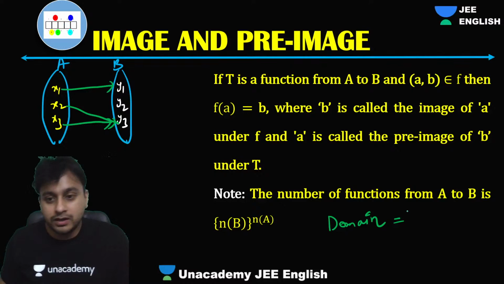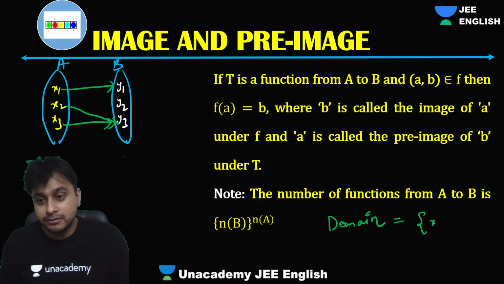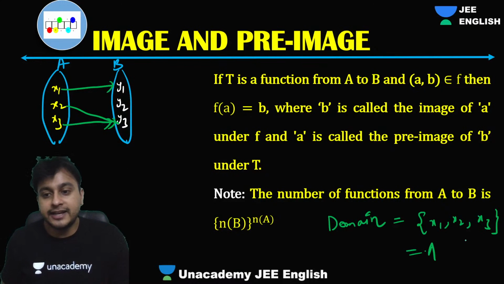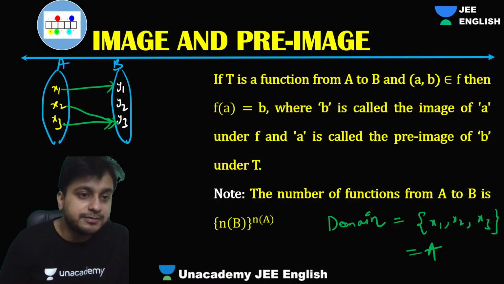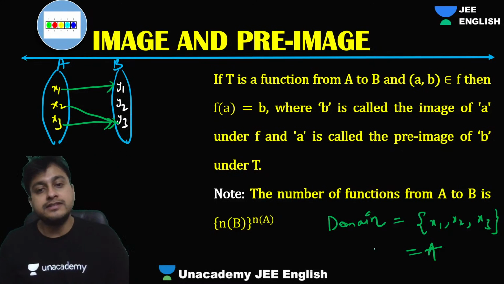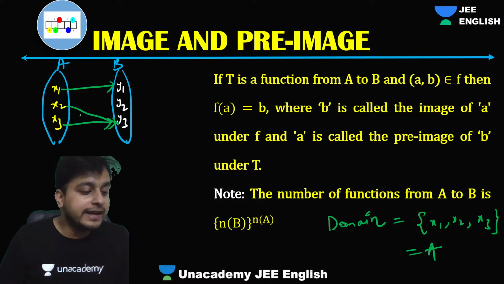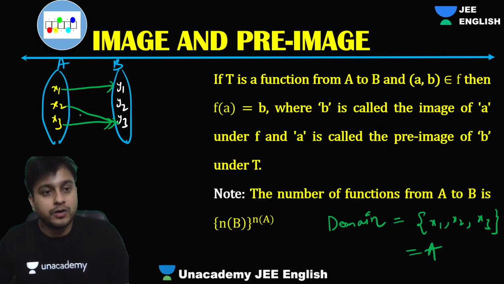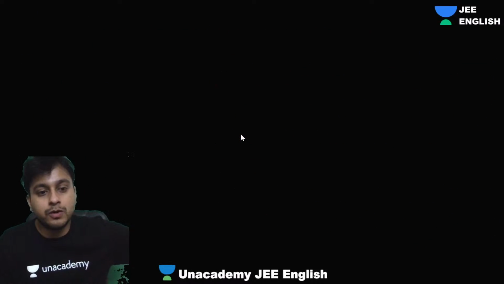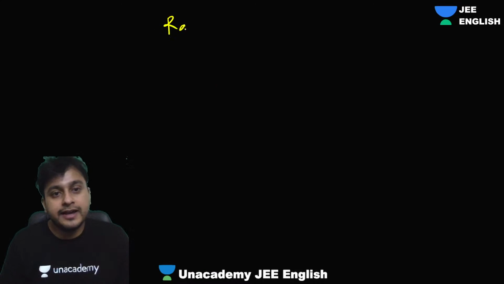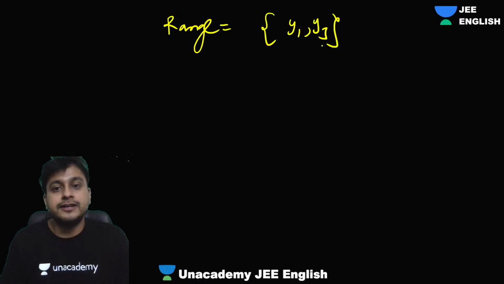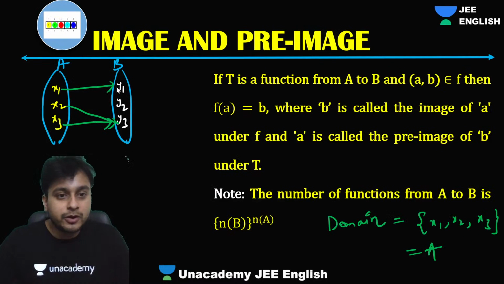Okay, so domain is what? Tell me. That will be simply x1, x2, x3 only, right? Which is nothing but the set A. Because every element is mapped, that's the reason we can say the domain is x1, x2, x3, right? Moreover, what is the range? The range here will be simply y1 comma y3, isn't it? Yes, the range will be only y1, y3, right?